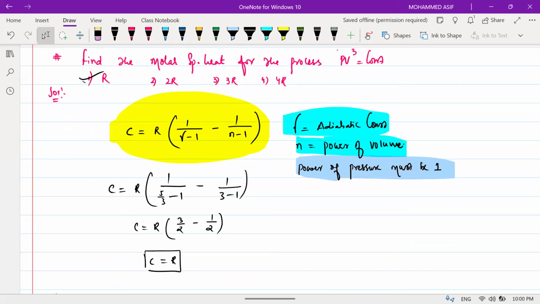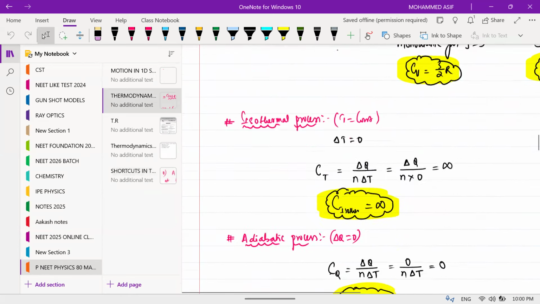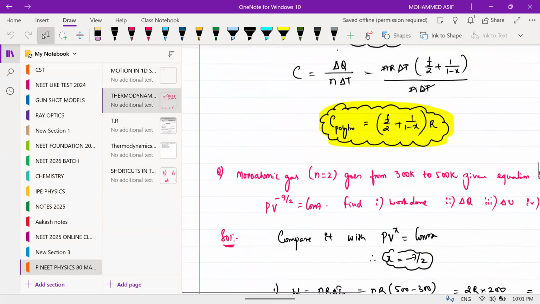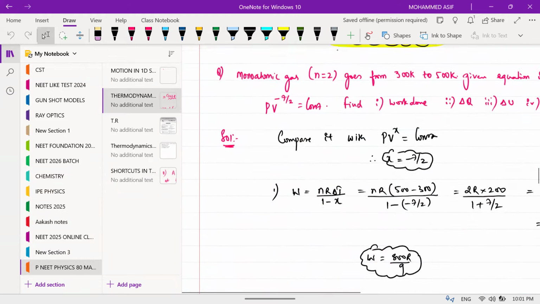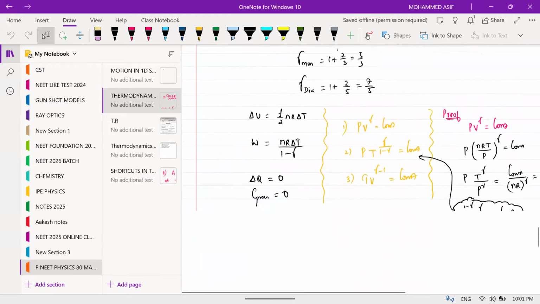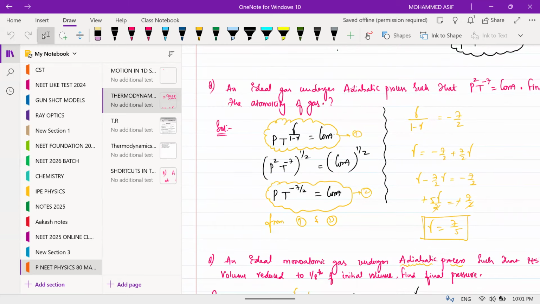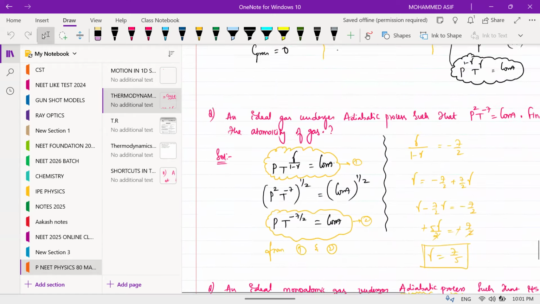Sir, yesterday you gave one formula for this polytropic process as (f/2 plus 1) by (1 minus x) into R. Can we use that one as well? हाँ, that also we can do this way. Now see, molar specific heat for the polytropic process, this method was the lengthy method, trick was there. You can use this method also right now, but it will be a time consuming process.